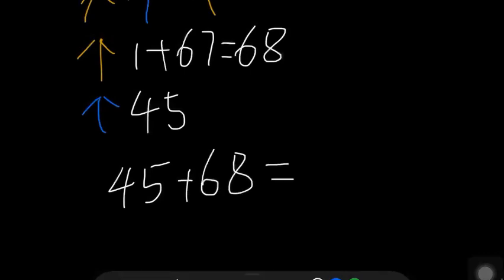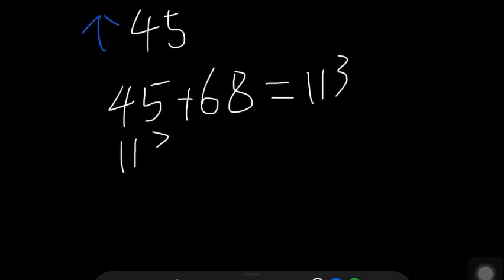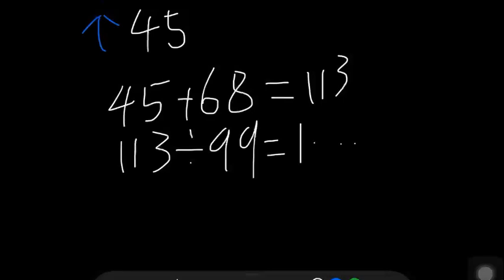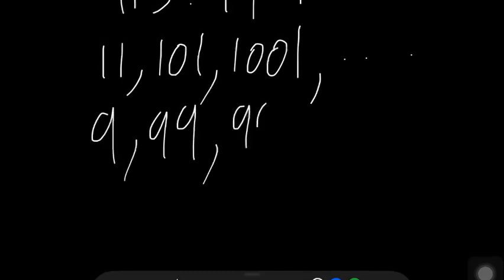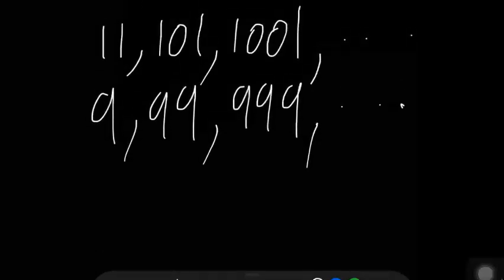So 113 divided by 99 equals 1 with a remainder of 14. So when this number is divided by 99, it will have a remainder of 14. Just as I said, 11, 101, 1001 will be a trial, and 99, 999 will be another trial. It's just repeating the same pattern, changing the number of digits you're cutting.